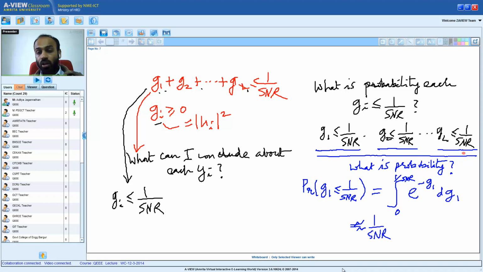Therefore, what is the joint probability now that G1, G2 and so on until GL are less than or equal to 1 over SNR? Is everyone getting the question? The individual probabilities are each 1 over SNR. What is the joint probability of the event, that is, all of them happen together? That is correct.